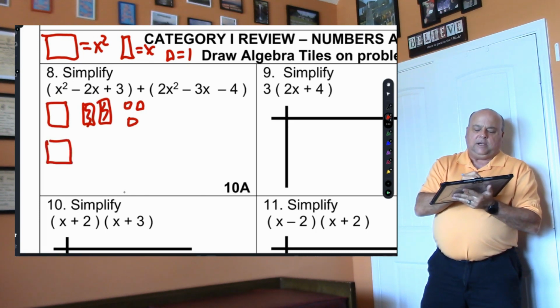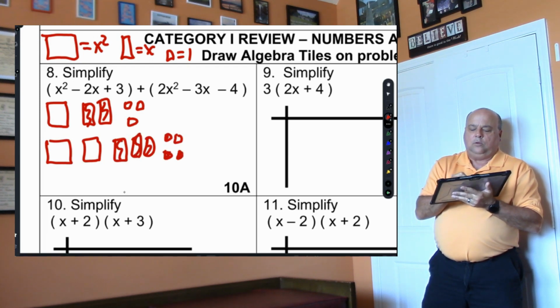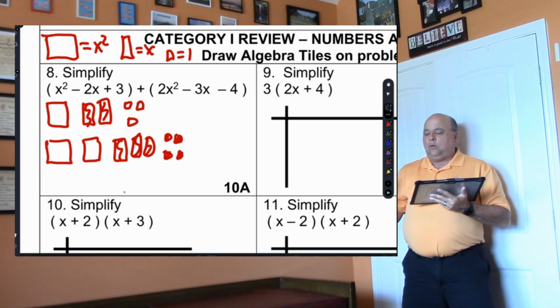So I'm going to draw 2x squared minus 3x. So I need 3 rectangles. And then minus 4. Notice I'm not drawing these really cool. And now then I'm going to write down my answer.